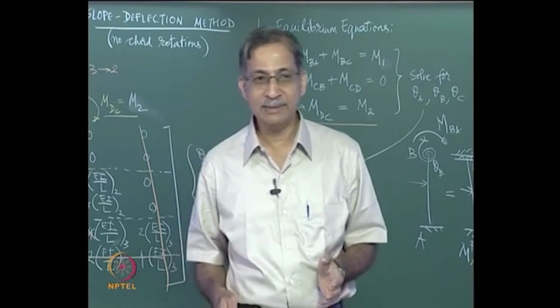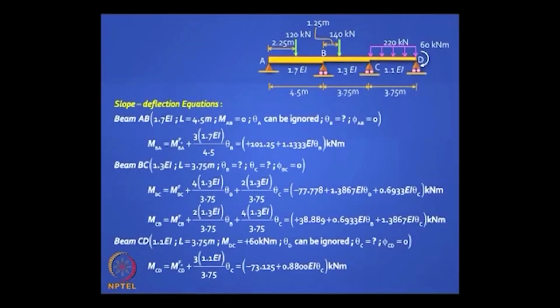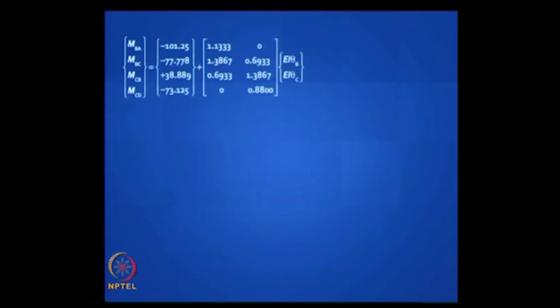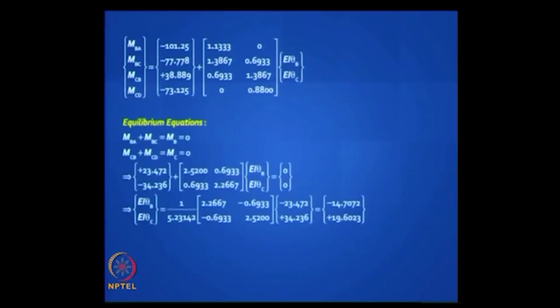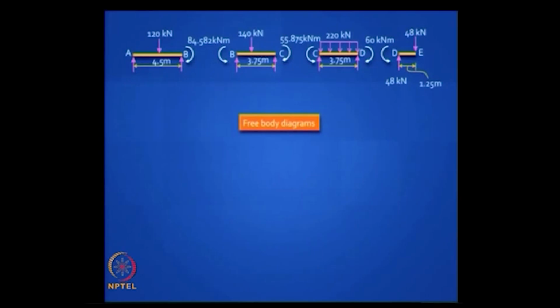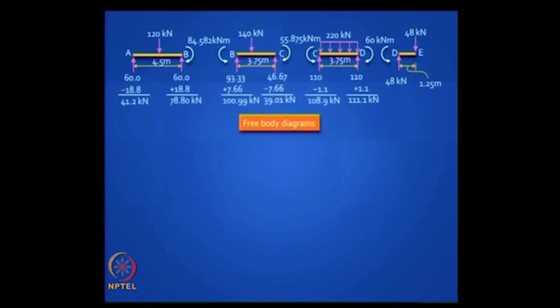Once you have done this, write down the slope deflection equations, they are straightforward. You will use 3 EI by L for AB, 3 EI by L for CD, but not for the middle span. Write them down in terms of these unknowns, solve them. The equilibrium equations are MBA plus MBC is 0, MCB plus MCD is equal to 0, solve them and draw your free body diagrams. After you get the end moments, you can get the reactions.